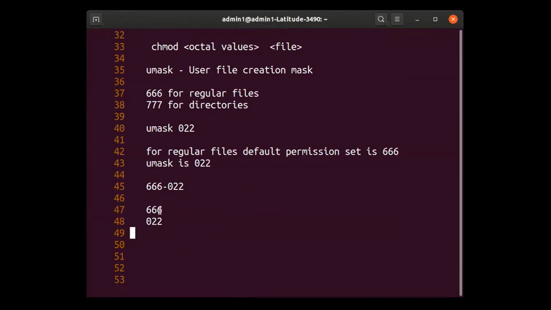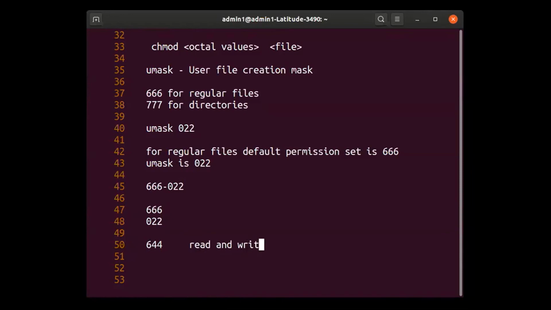So 6 and 2 in the units place, 6 and 2 in the tens place, and 6 and 0 in the hundreds place. When you subtract, it becomes 644. The leftmost digit, 6 minus 0, is 6. The middle digit, 6 minus 2, is 4. And the last digit, in the units place, 6 minus 2 is also 4. Now, 644 is what?